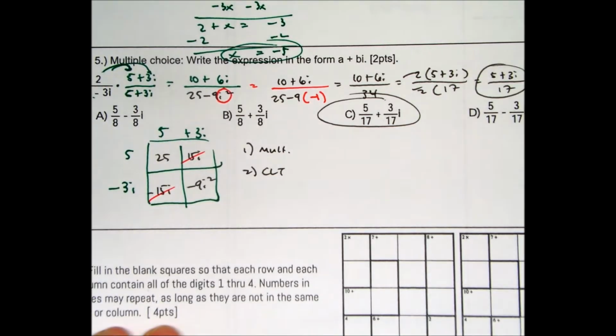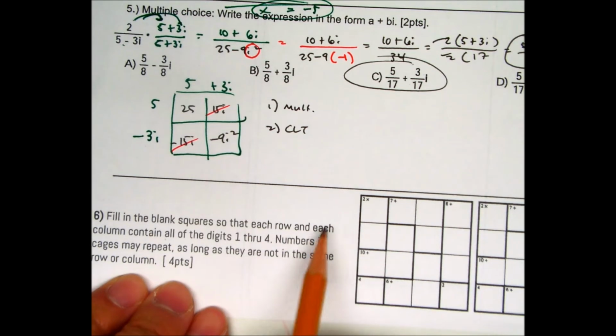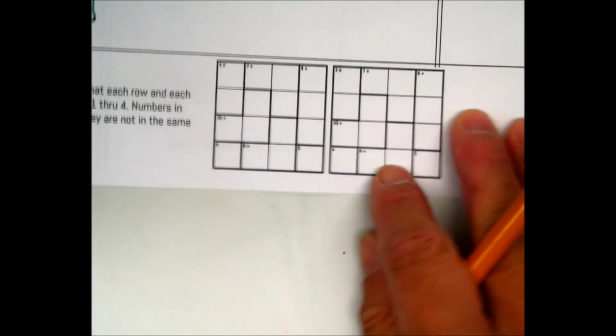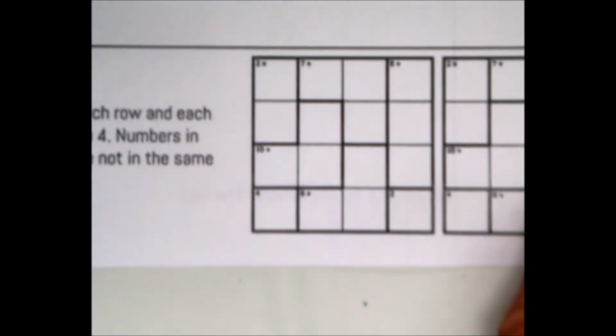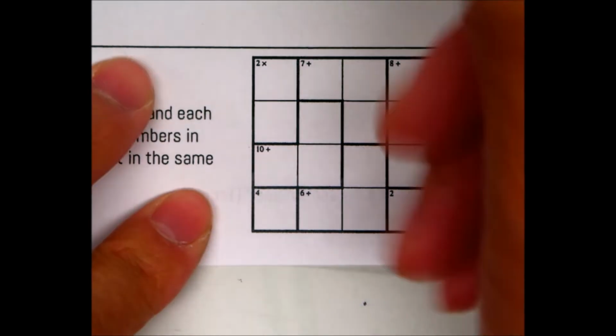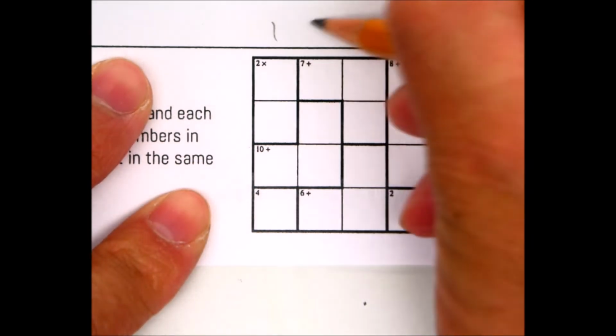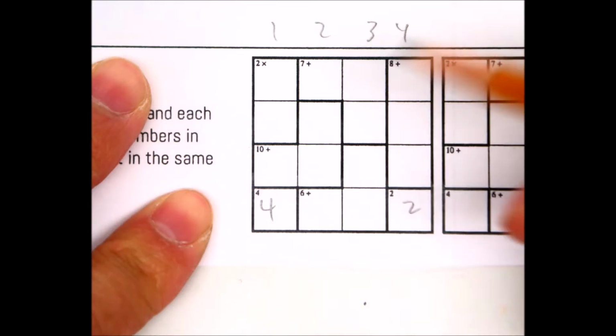And then the last problem, the can. Fill in the blank squares so that each row and each column contain all numbers 1 to 4. Numbers in the cages may repeat as long as they are not in the same row and column. So the first thing I'm going to do is look for all the freebies. There's 2 there, you only need to do 1. You already finished 1 on the test. So sometimes I like to write a visual on top. 1, 2, 3, 4. 2 plus 4.